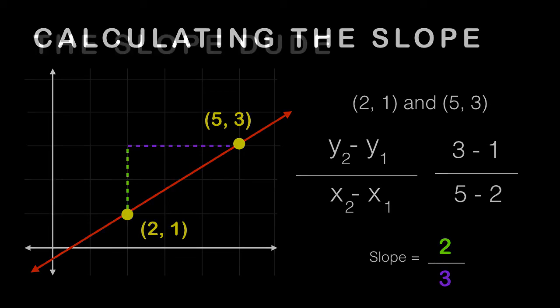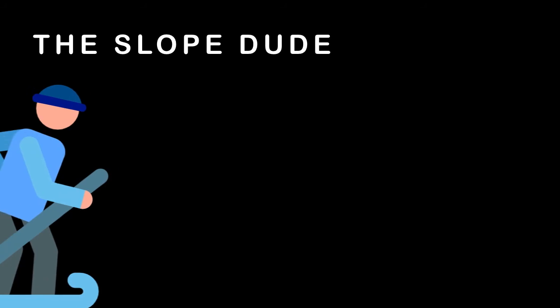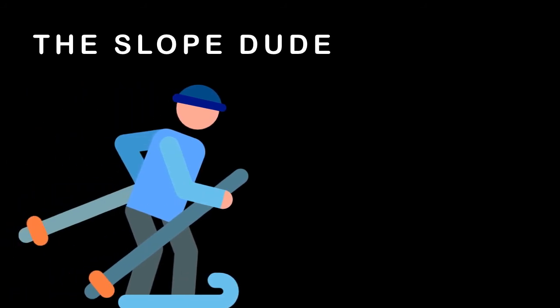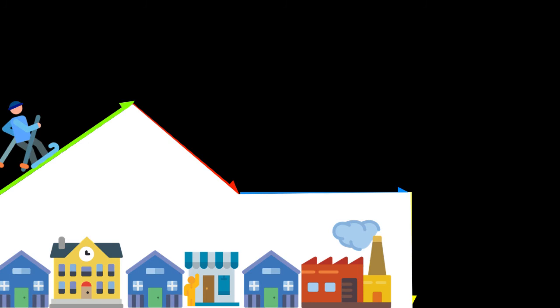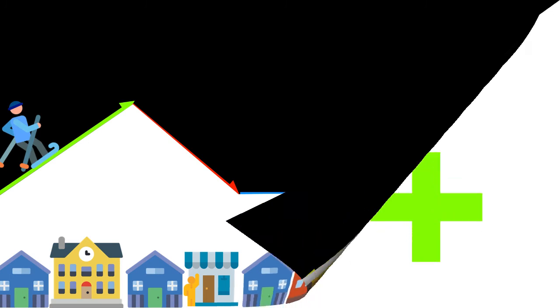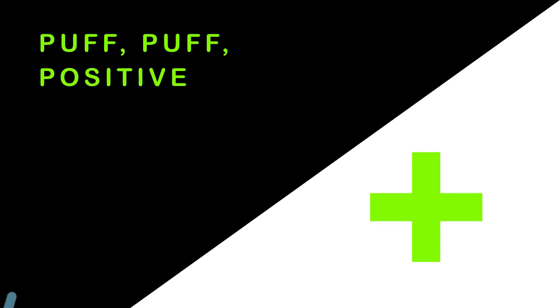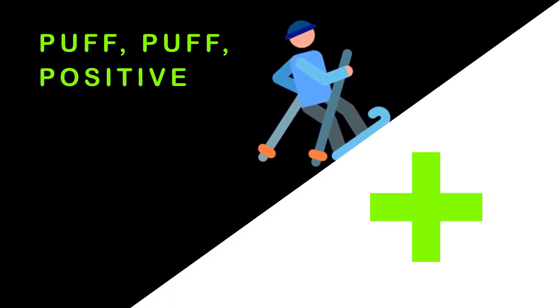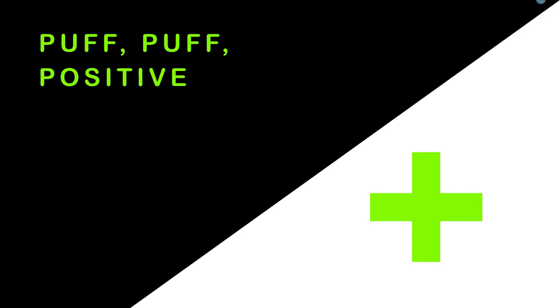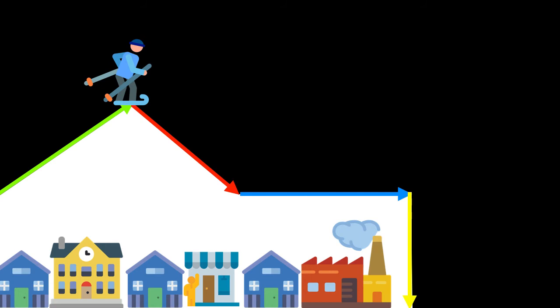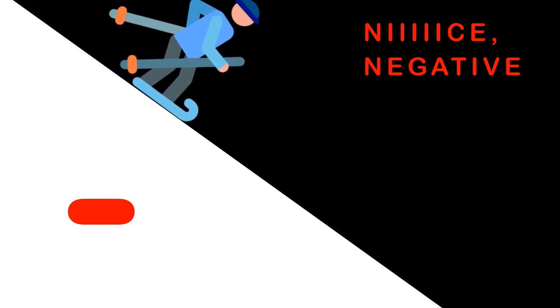Now I'll tell you a story about the slope dude so we can learn better the 4 different types of slope. That is the positive slope, the negative slope, the zero slope, and the undefined slope. So, the slope dude was climbing a mountain. And in this first part, the green part, he said, puff, puff, positive. Puff, puff, positive. He got to the top of the mountain, and now he's going on this red part. And he said, nice, negative, nice, negative.